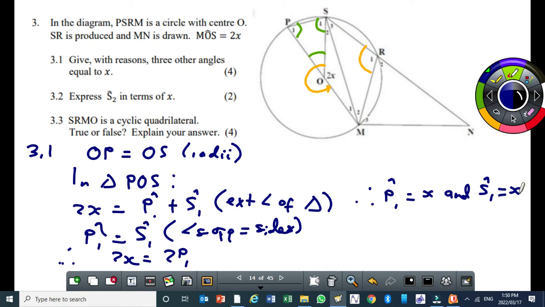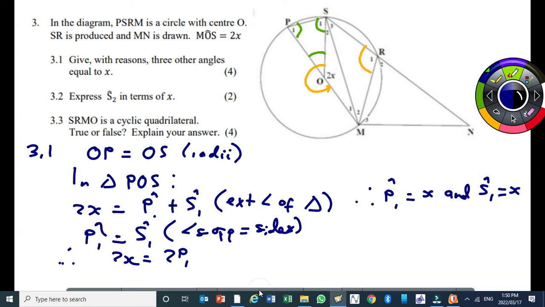So we have covered almost 2/3 of the question now, because we're supposed to determine three angles that are equal to x. Already I've explained to you that this angle is equal to 360 minus 2x, but that could be a very long route. The shortest way is just to say P1 is equal to R2, the exterior angle of a cyclic quad. So that's what I'm going to do. But it's not the only way of finding R2.